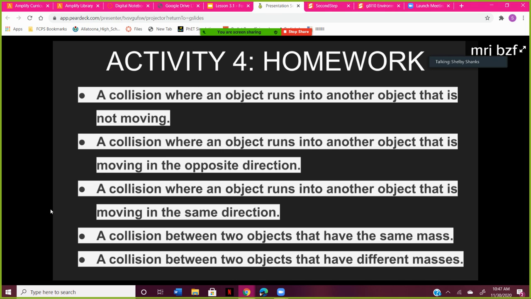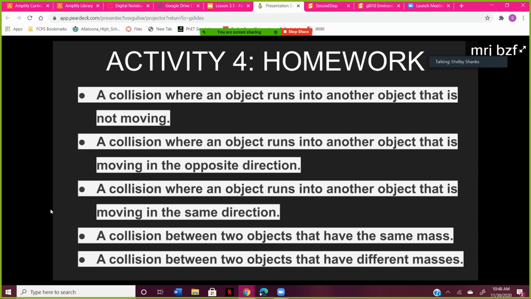Then you're going to have a collision where an object runs into another object that is moving in the opposite direction. So that means you're going to have 2 objects moving in opposite directions. One's going to go to the left, one's going to go to the right. Then you're going to have a collision where an object runs into another object that is moving in the same direction. So maybe you have one object here, one object here.